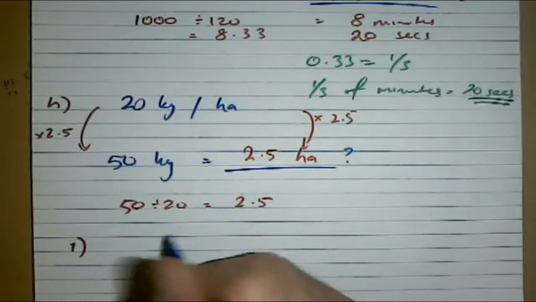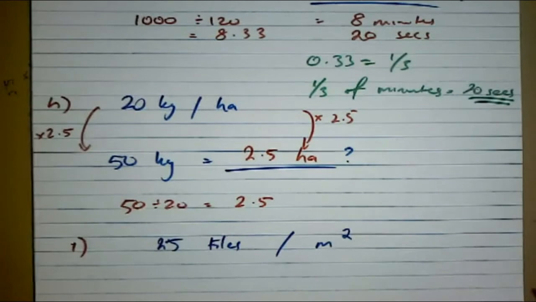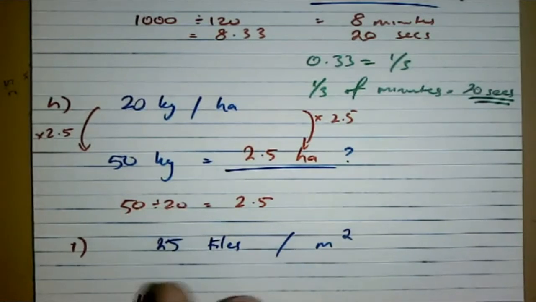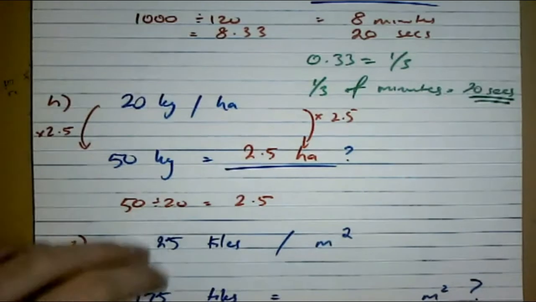25 tiles to cover 1 square meter. How many square meters will be covered by 175 tiles?